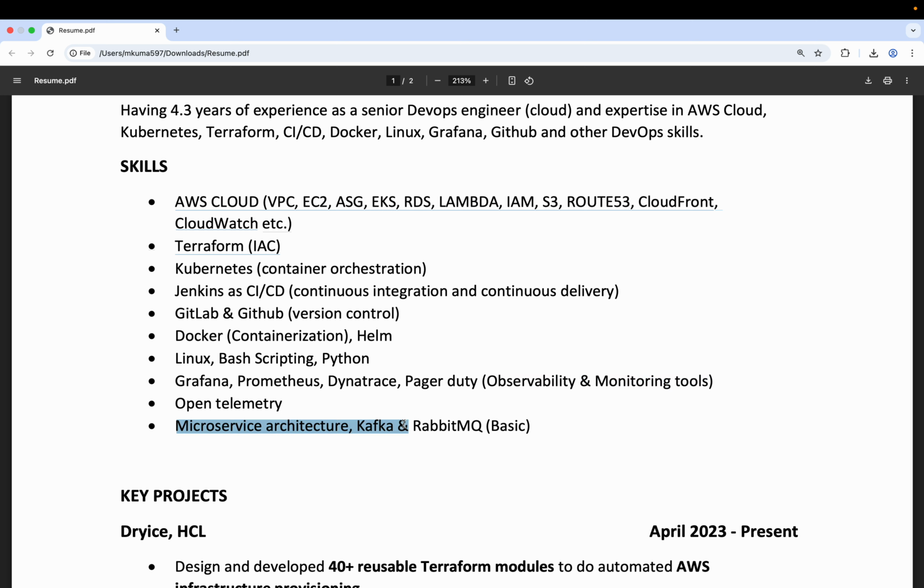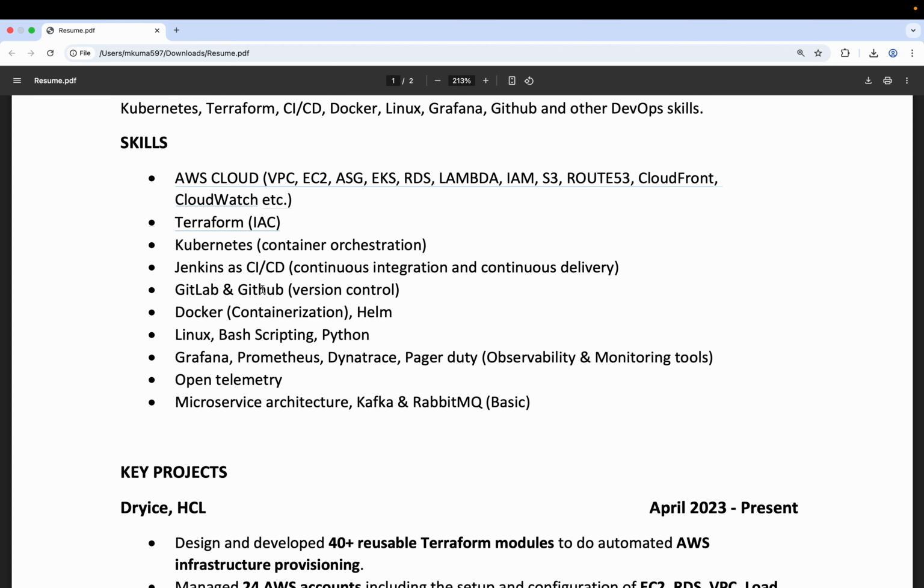Microservice architecture, Kafka and RabbitMQ basics, correct? OpenTelemetry, that's a newer collector, which is also part of your observability and monitoring tools. Then Bash scripting, Linux, Python, Helm, Docker, containerization, correct? So this way you can write down your skill set.